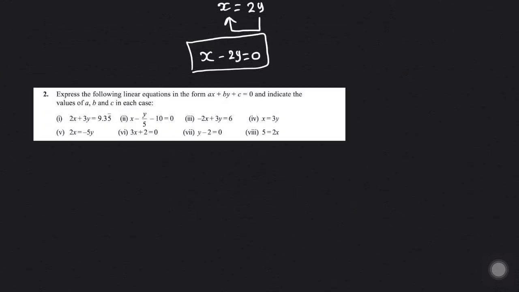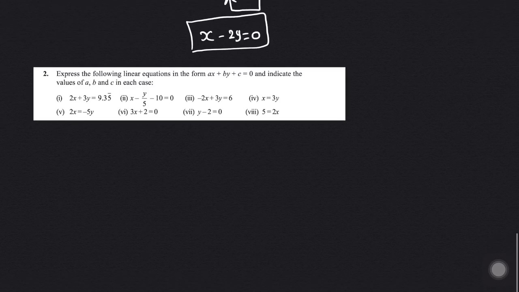In question number 2, express the following linear equations in the form of ax plus by plus c is equal to 0. So this is the general equation format, and indicate the values of a, b and c in each case. Move to the first question.